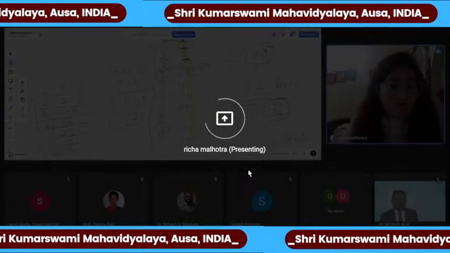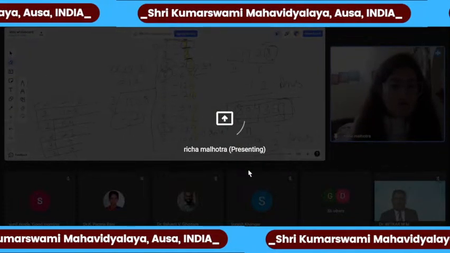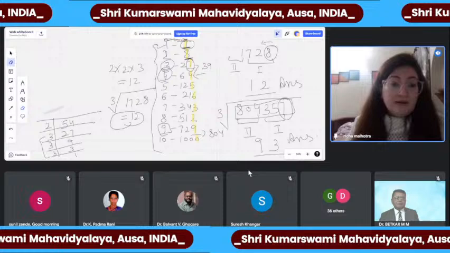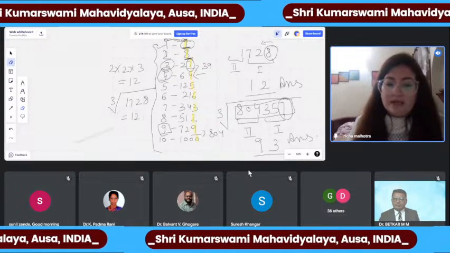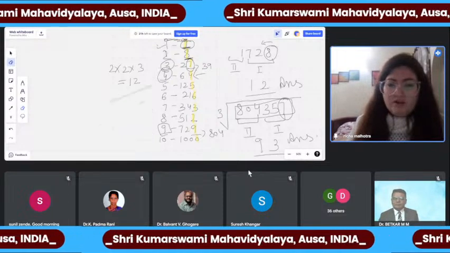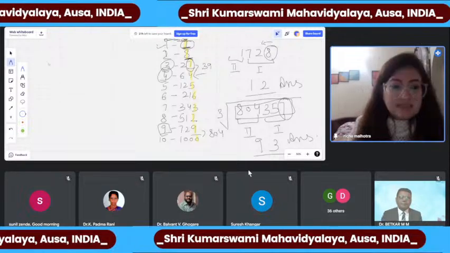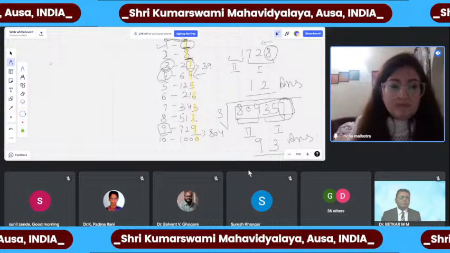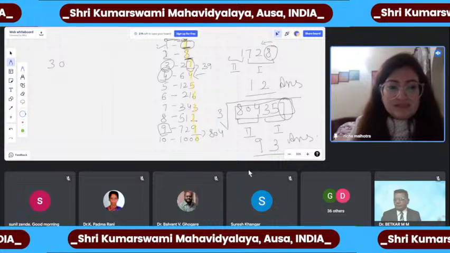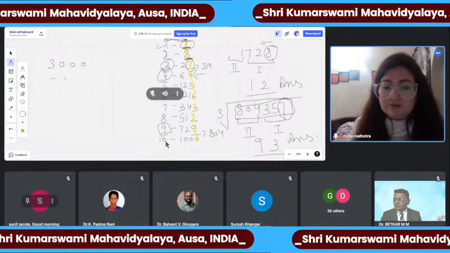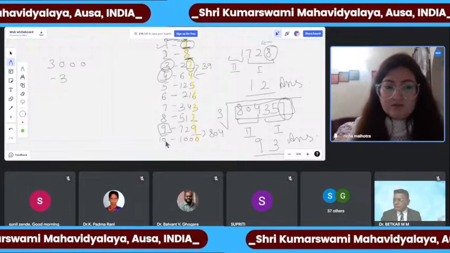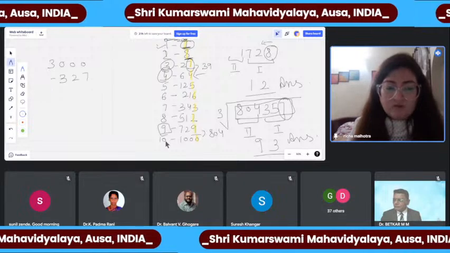So here we use the sutra Nikhilam Navatashcaramam Dashatah. That means all from 9 and the last from 10. So if you have to subtract a number from 3000, for example 327, if I have to subtract.